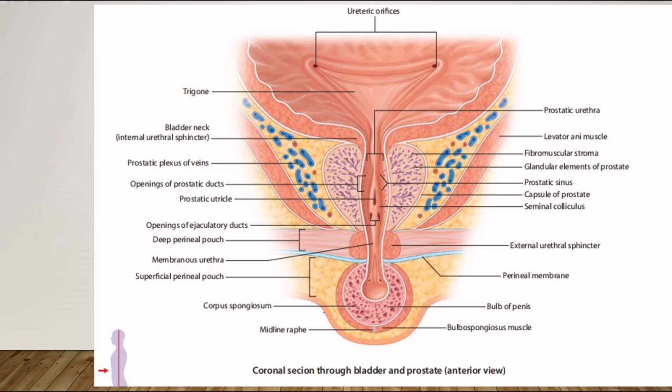So yeah, this is just a coronal section of the prostate. Okay, this one, the prostate. Right. So you can see it has a base, then it has an apex. The base is projected towards the bladder. Okay, this is the bladder. Then the apex is projected towards the urogenital diaphragm.